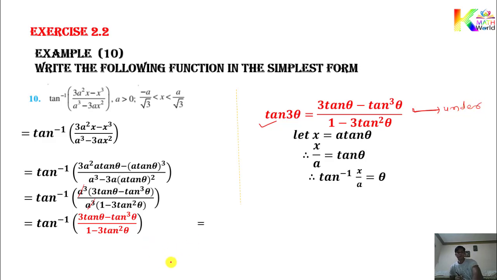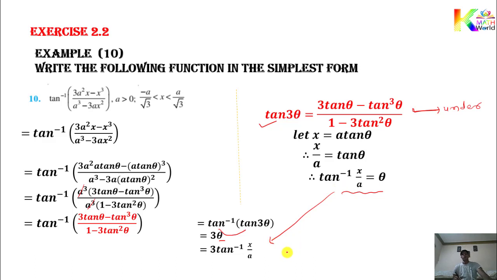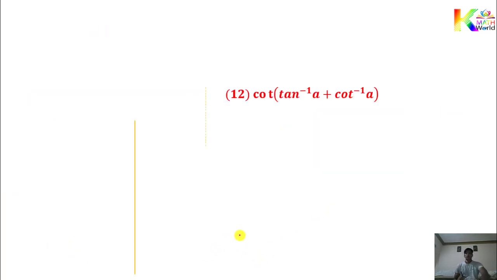Okay, so what is the answer? You get tan inverse of tan 3 theta. Both are inverse of each other. So in the next step, what do you get? 3 theta. So that is equal to 3 theta. What is theta? Theta is tan inverse x by 8. You can replace that value here. So 3 tan inverse x by 8. Okay, so this way you can solve this question. Okay. Next question.